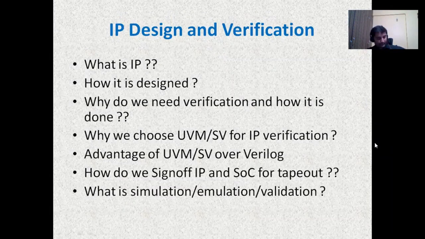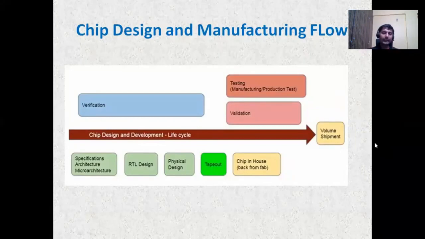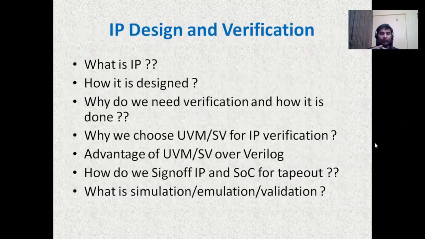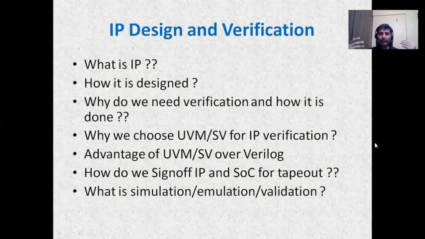So now the next question I've asked is how it is designed. If you remember my first slide, there I told about the architecture specification and then RTL design is done. So if you want to build any feature, for example, just go ahead and build an ALU in Verilog and put it on FPGA. That will be nothing but an IP. So you can do some Verilog coding.